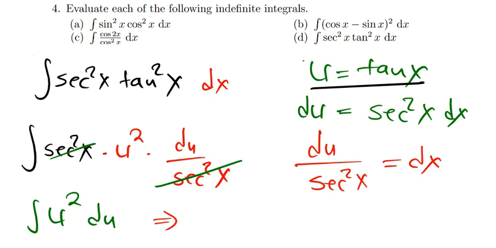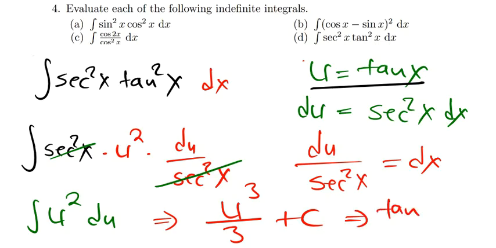What do you do when you're integrating? Increase the power by 1, it will become 3. You divide by the result plus a constant c, which you can now, you know your u was tan of x, so it will be tan cubed of x over 3 plus a constant c. Okay, so that's it. That's how you handle this very basic question. And yeah, we are free now to move on to E.